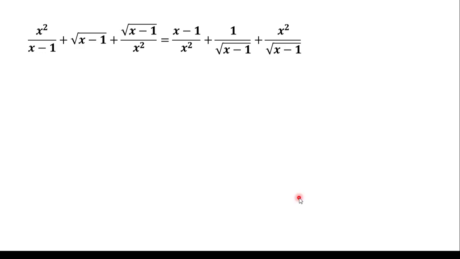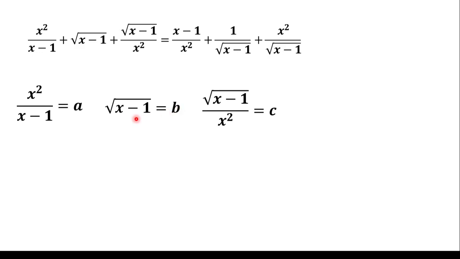In this video, we're going to solve a challenging algebraic equation. In the first step, we put a equals x squared over x minus 1, b equals square root of x minus 1, and c equals square root of x minus 1 over x squared. So this equation becomes a plus b plus c equals 1 over a plus 1 over b plus 1 over c. On the right hand side, we need to make common denominator.